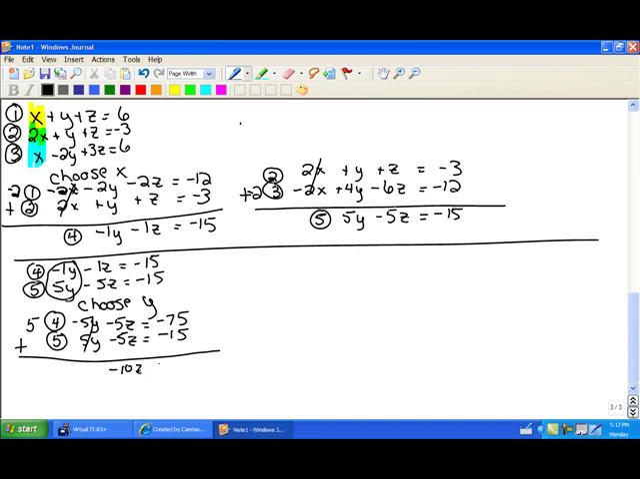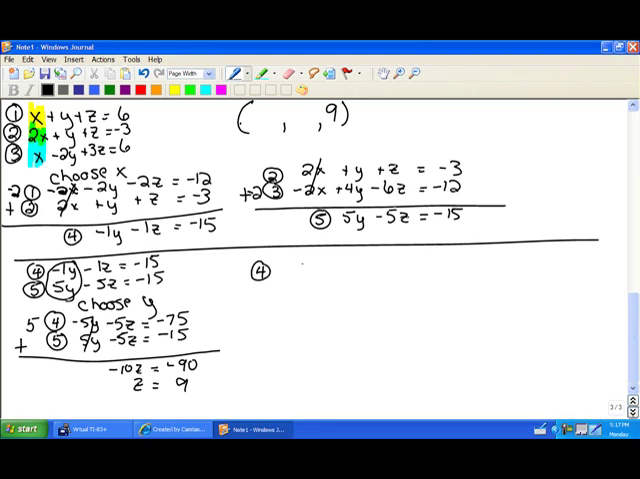I'm left with negative 10z equals negative 90. Therefore, I know that z has to equal a positive 9. I'm going to go back up to the original problem. I know that my z is 9. Now I have to finish out this problem and solve for y.